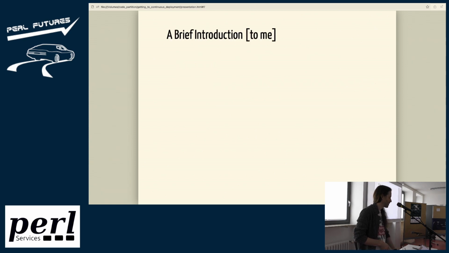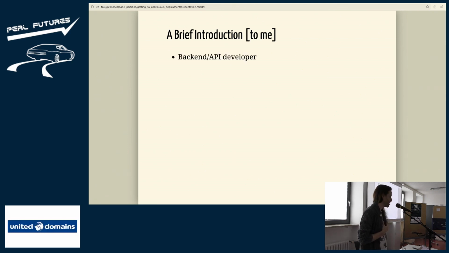Just a little introduction to me. Usually I don't do this, but it's kind of relevant here. Let's adjust this a little bit. There we go. So yeah, I call myself a backend API developer. Perl, Python, Bash, Ruby, C, but very rusty. And it's largely in the payment space, often backend banking integration kind of stuff.